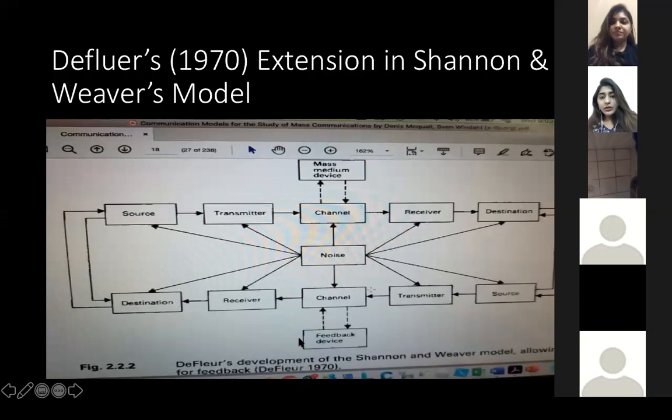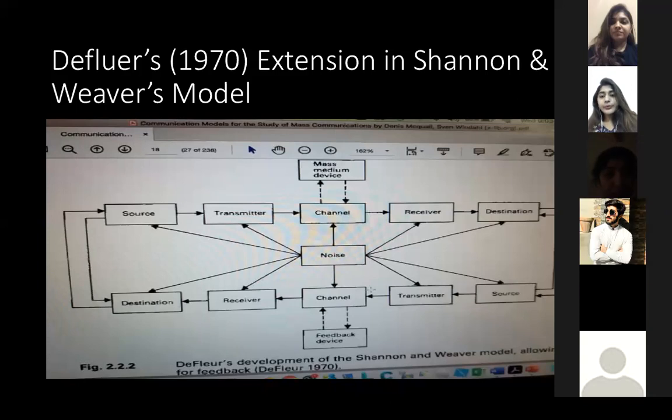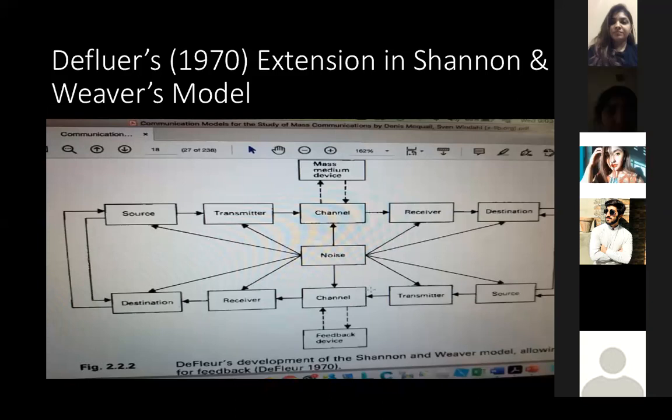DeFleur added the element of feedback. Now this came in the 1970s when television was becoming a popular medium, and the idea of feedback somehow became possible in the time period of television and radio as well. Have you ever seen any TV program in which a host reads letters of the audience? Like the audience writes letters to a TV host or program producer, and then the host reads the letters.